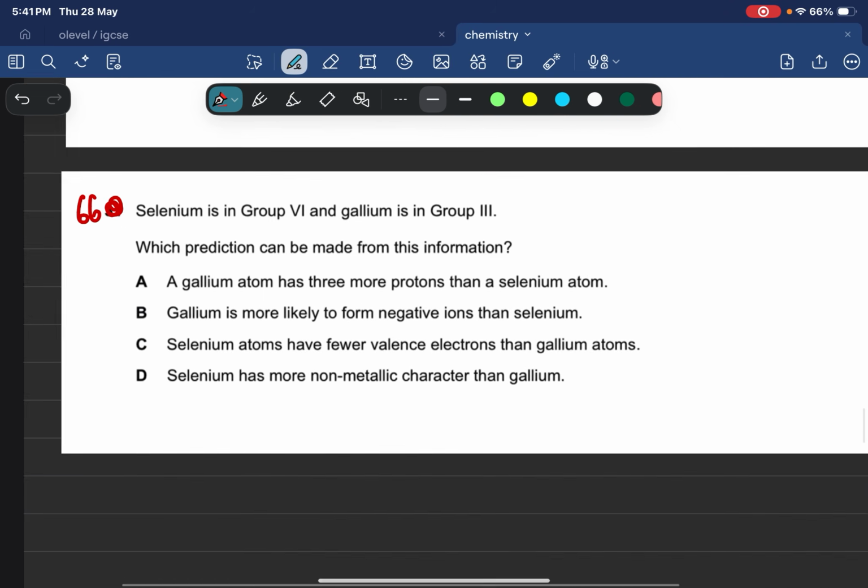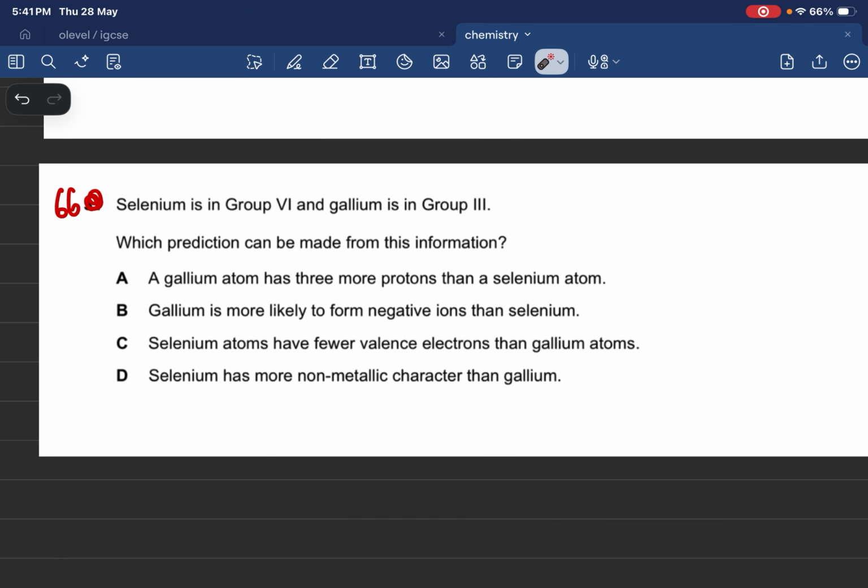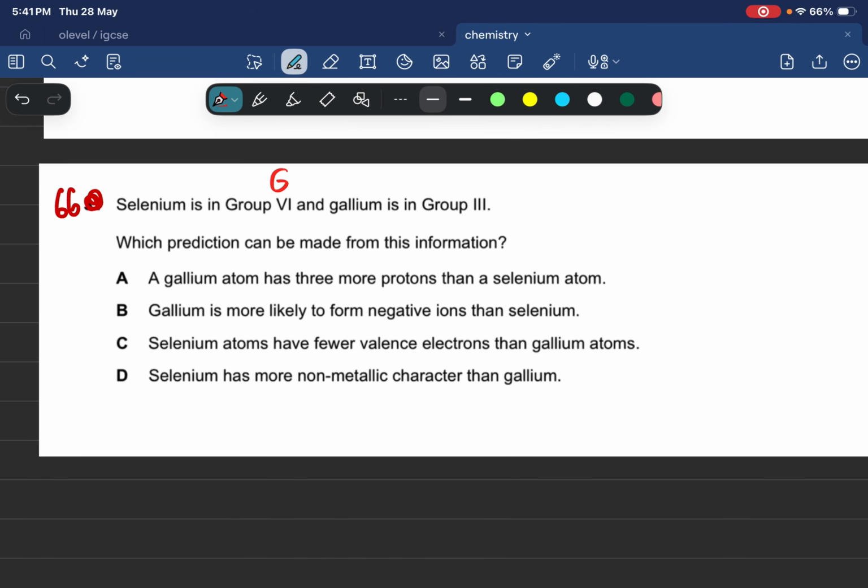Okay, selenium is in group 6 and gallium is in group 3. Which prediction can be made from this information? A gallium atom has 3 more protons than a selenium atom. No. Gallium is more likely to form negative ions than selenium. No, I thought it was selenium. Selenium atoms have fewer valence electrons.